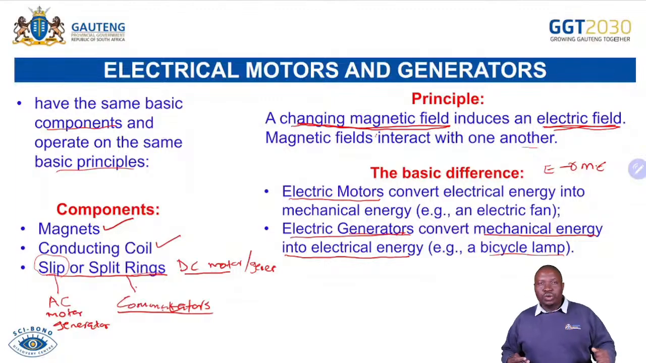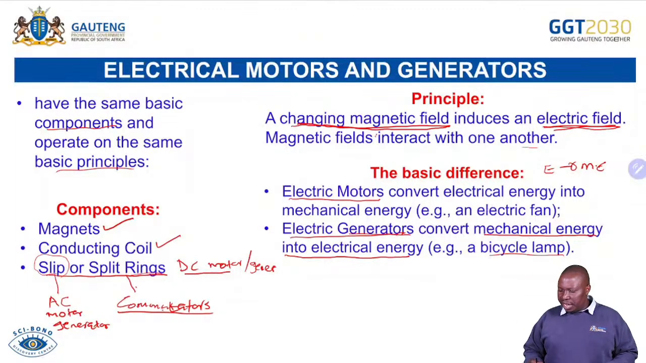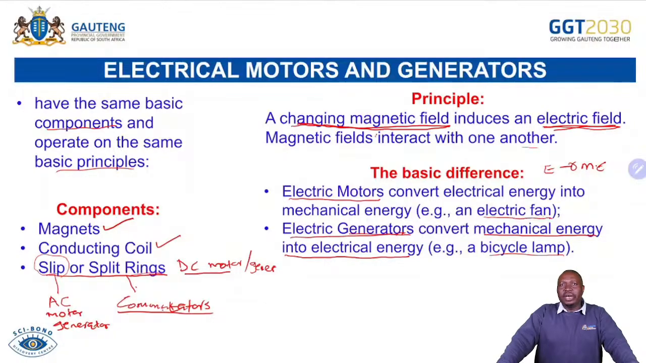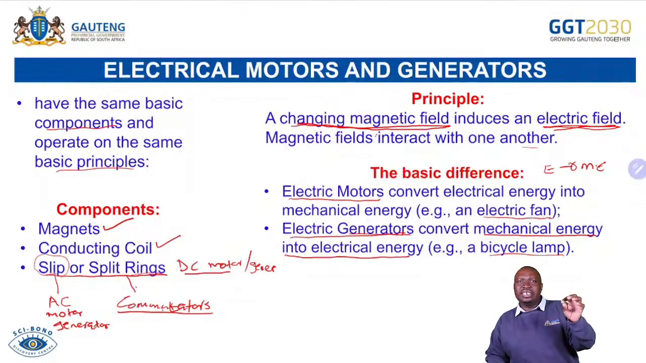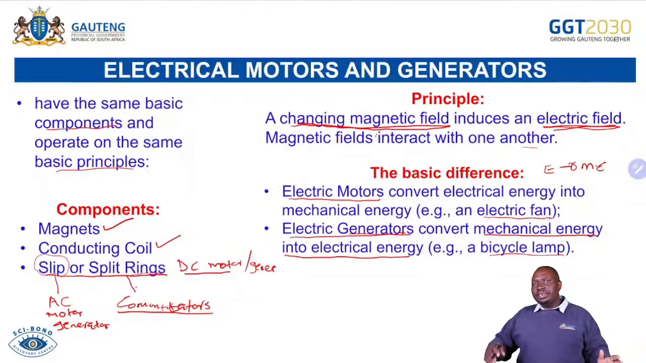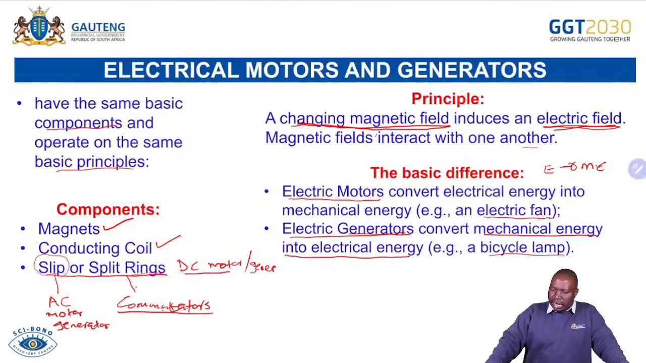And then for motors, we can talk about the electric fan. I think you are aware of the electric fan. You are always connecting it to a power source. It always needs a source, and hence we're saying motor. How will you know that this is a motor? It will have a power source because it's converting electrical energy to mechanical energy.